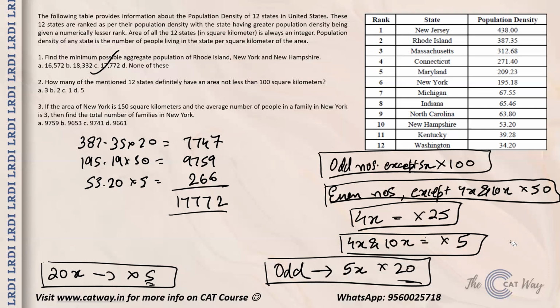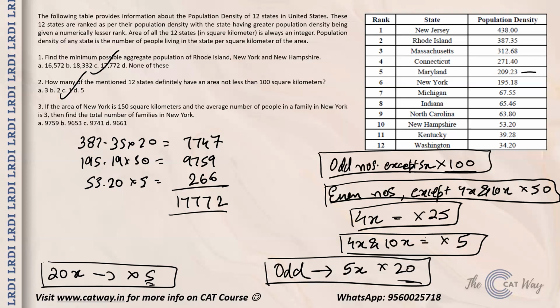Now the total area will be 100 or more only for the odd numbers except 5x. Among odd numbers except 5x, we have only one case, that is 209.23, for Maryland. So there is only one state which definitely does not have an area of less than 100 square kilometers. So option number C will be the right answer. Because you are asking definite, the others you will minimize. After minimizing, there is only one option that you will get.